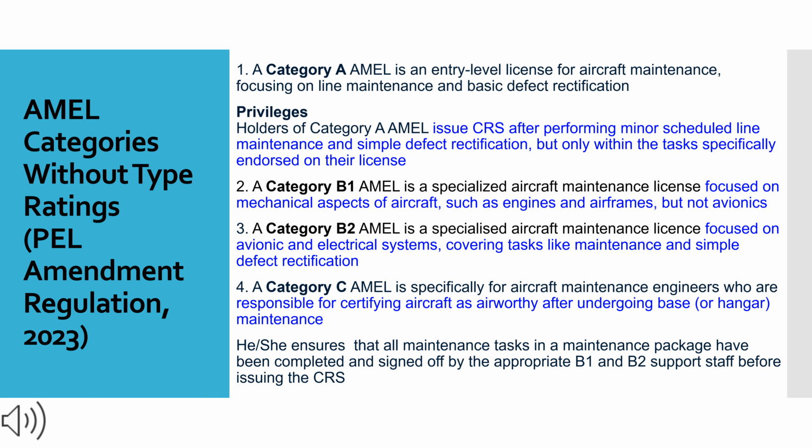And the Category C aircraft maintenance engineer license is specifically for aircraft maintenance engineers who are responsible for certifying aircraft as airworthy after undergoing base or hangar maintenance. The Category C holder ensures that all maintenance tasks in the maintenance package have been completed and signed off by the appropriate Category B1 and Category B2 support staff before issuing the certificate of release to service.